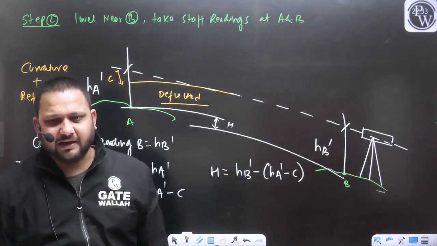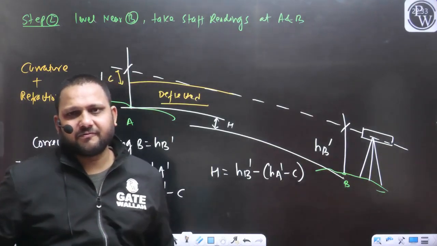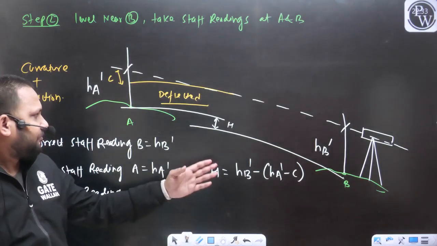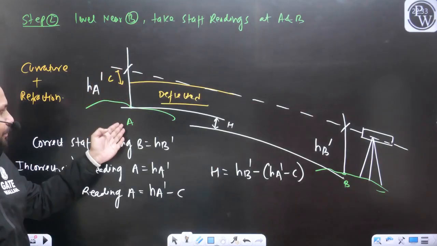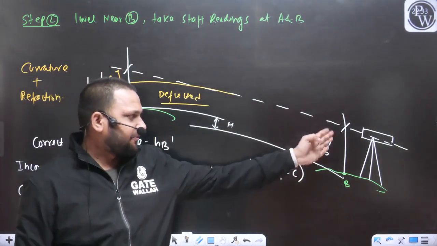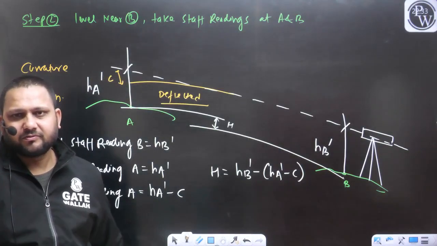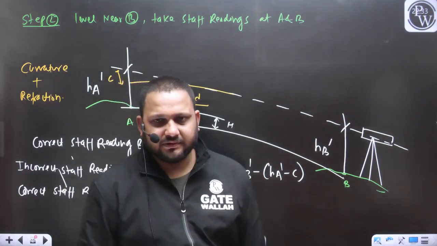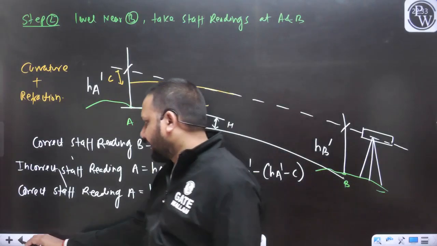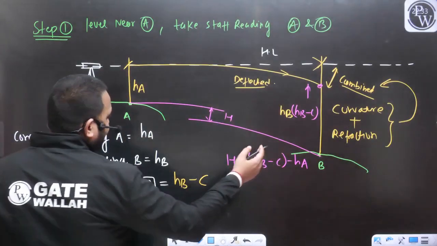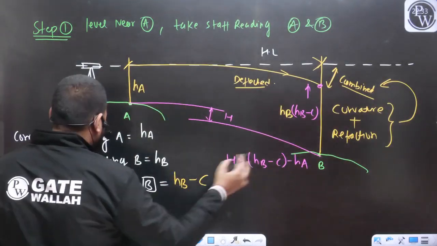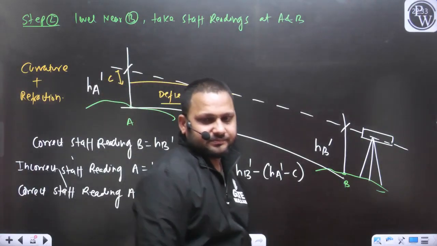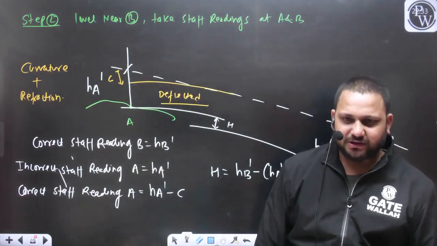HA dash is RL? How you can say? What you are saying, Liz? Already I have told you HA dash is the staff reading at point A. HB dash is the staff reading at point B. So where does the RL come into the picture? These are the staff readings. Earlier these readings were HA and HB. Now when we have shifted the instrument, I am representing these staff readings with the help of HA dash and HB dash. So how are you getting confused with RL?